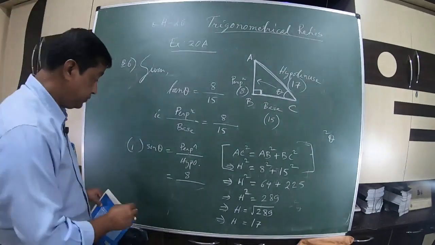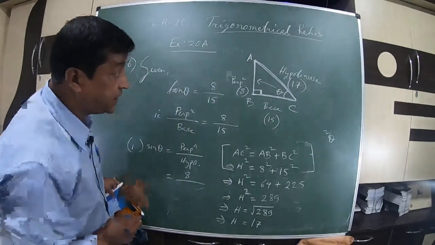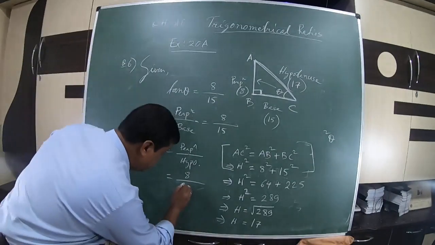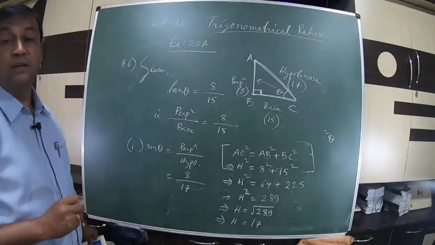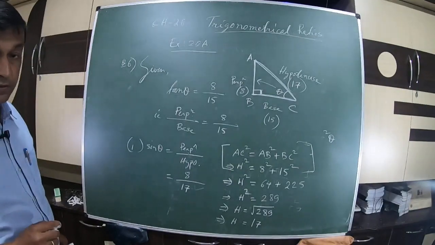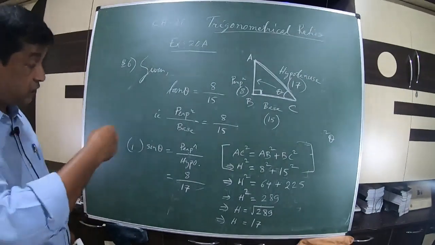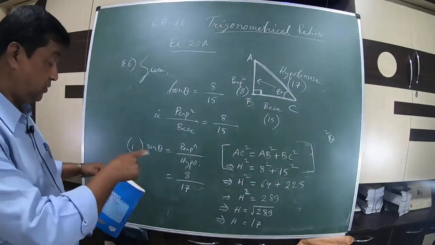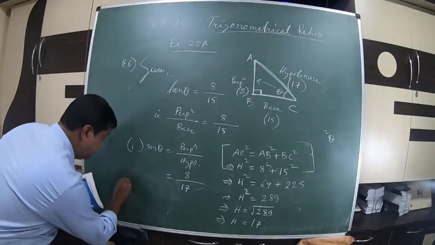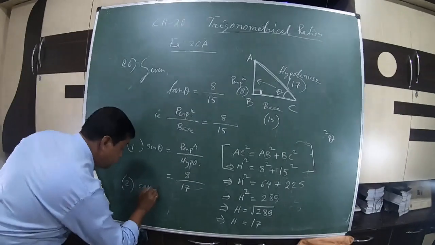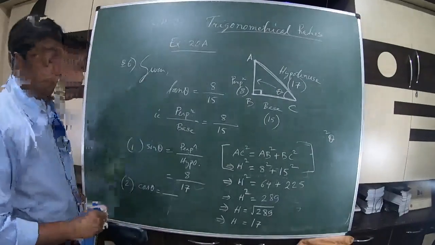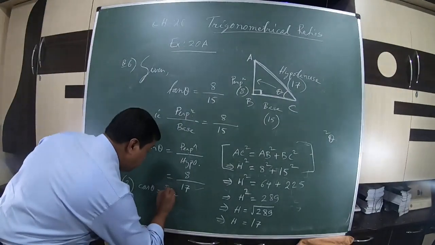Now you got from the diagram, that is hypotenuse. How much is it? 17. So you can replace the value here, 17. Is it? Now you can go for the rest. Those ratios are left over. So that is what? Cos theta, that is base by hypotenuse. That is the formula.